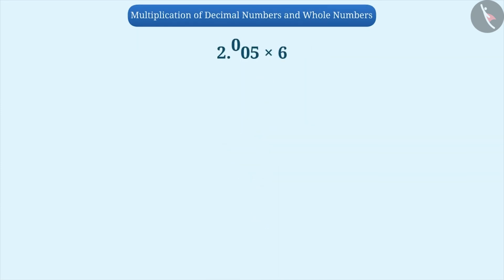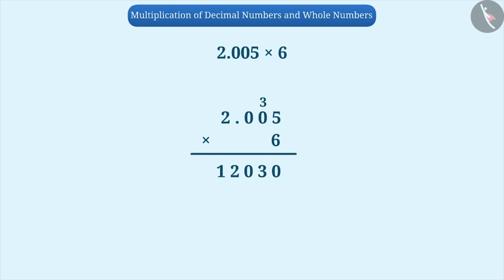Similarly, can you obtain the value of 2.005 multiplied by 6? Pause the video and try to solve this. First, we will write the given numbers one below the other. Then, we will multiply them the same way we multiply whole numbers. Now we can see that in the given numbers, the number of digits after the decimal point is 3 plus 0 is equal to 3. So, in the result, we will place decimal point by counting 3 digits from the right side. Therefore, the result obtained will be 12.030, or this can also be written as 12.03.